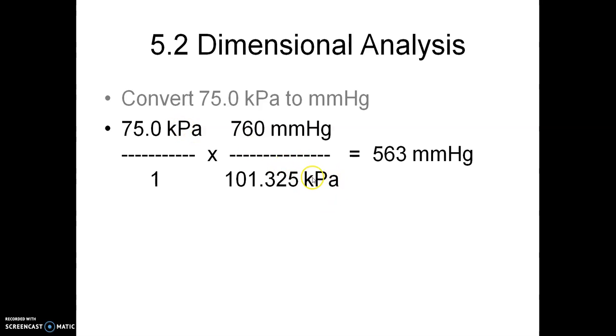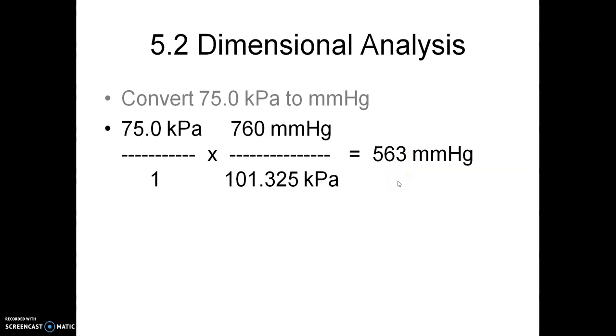Kilopascals on the bottom, so it cancels. The unit we want, millimeters of mercury, on top. What's the conversion? Well, standard pressure is 101.325 kilopascals. Standard pressure is 760 millimeters of mercury. By the way, that 0 is significant. So again, you just plug in the units where they need to be, plug in the numbers to go with the units, and now just do your dimensional analysis. Multiply the top, divide by the bottom, and we get our answer.